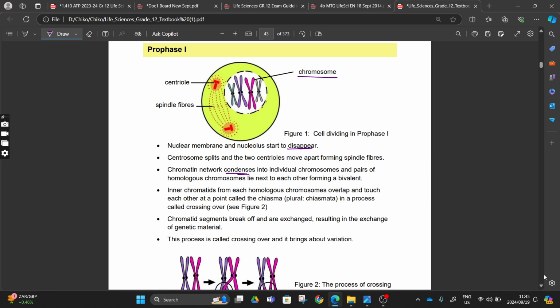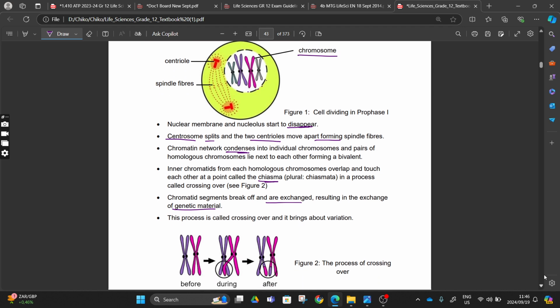And then from there, the centrosome is going to split into 2 centrioles and move apart, forming spindle fibres, and then the chromatin network of homologous chromosomes. In the process that occurs in prophase 1, we have the contact there, which is called chiasma, where the process of crossing over takes place, and the chromatid segments break and exchange, resulting in the exchange of genetic material. The process is called crossing over, and it brings about variation.